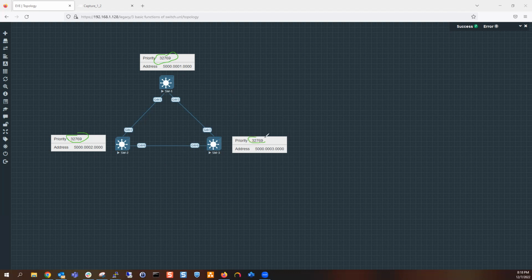So now we need to go to the next election point. When we look at the second part of the bridge ID, we need to look at the system MAC address for these switches. So I see 5,000.0000.1, I see 2, and I see 3. So anybody can answer. Who is going to win this election to be the root bridge?